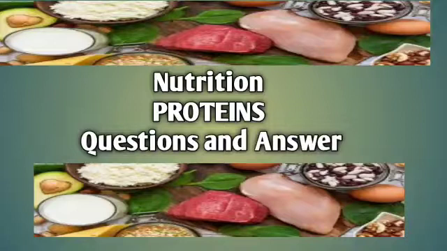Marasmus is a cause of fluid retention or edema. Breastfeed the baby to 6 months, the best way to avoid malnutrition.